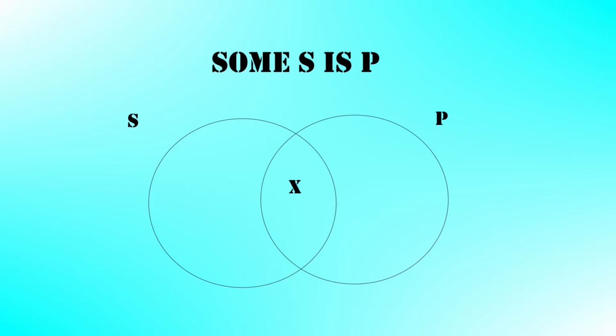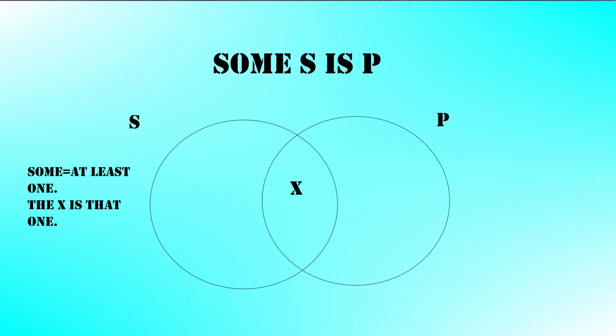Similarly, we get some S is P. Remember, some means at least one. So what does that mean? It means there's at least one thing where S and P overlap. We're not going to symbolize that with any kind of shading. Shading is going to be reserved for the universal statements. For the particular statements, we're going to draw an X to symbolize that one S that is a P. There could be more, but we know at least one is. So we're going to put an X where S and P overlap. That one X both is S and it's also a P.